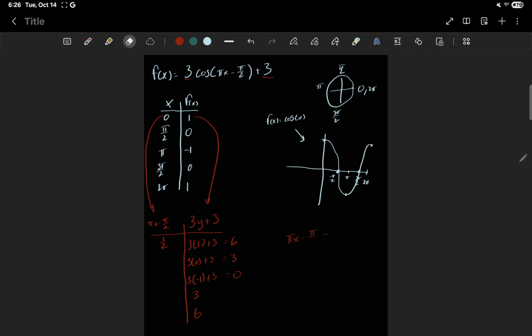So let's do the next one. So our next x value is pi over 2. So we're going to add pi over 2 here. And solve for it, add pi over 2. 1/2 pi plus 1/2 pi is a whole pi. So pi x equals pi, divide by pi, x equals 1. Cool. And I'll do one more and then just fill in the rest of the table.